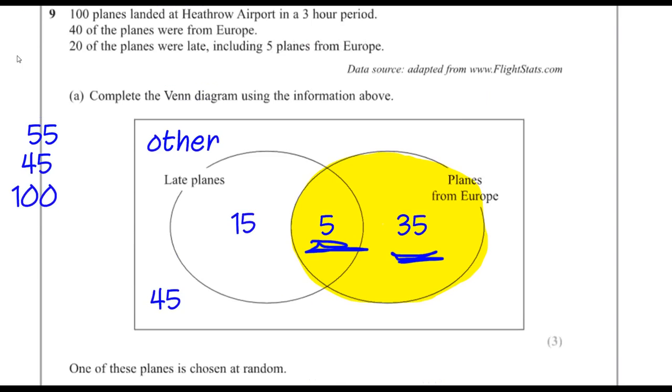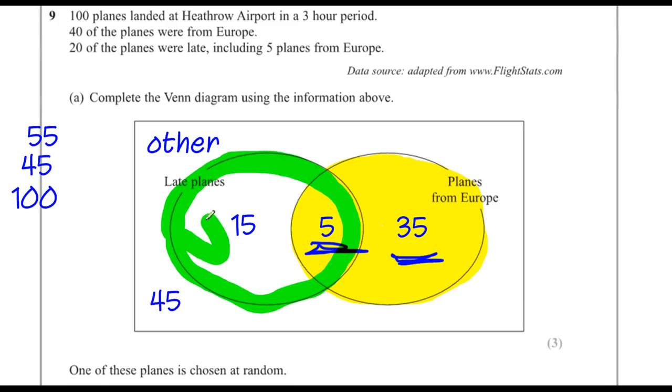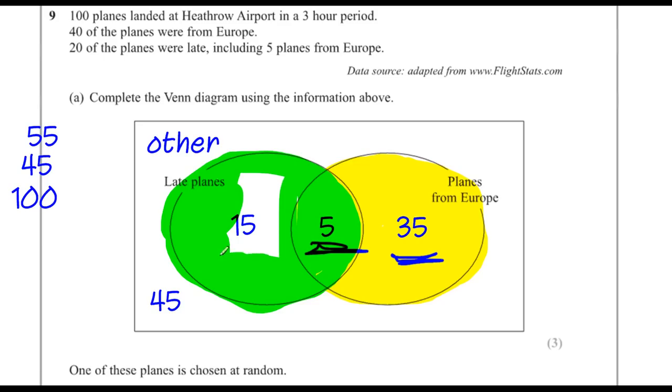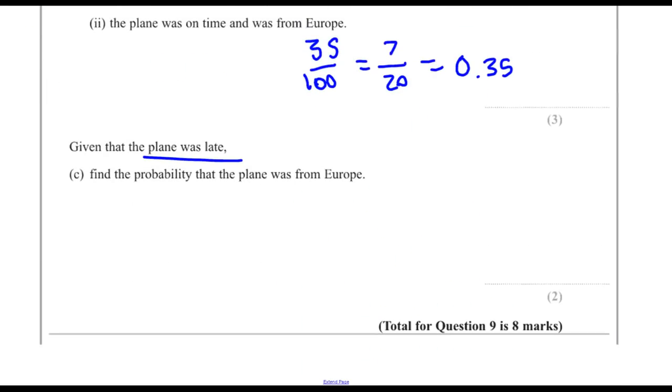Next one, given that the plane was late. So this is very important, and we're going to go straight to the diagram, and we're going to zoom in, and we're only going to look at the area where the plane was late, because given that means you know for sure that it was late. So you're not interested in the 35 number, you're not interested in the 45 number, only these two numbers where the plane was late. Okay, so add them together, there's 20 planes that were late, so our probability is going to be out of 20.